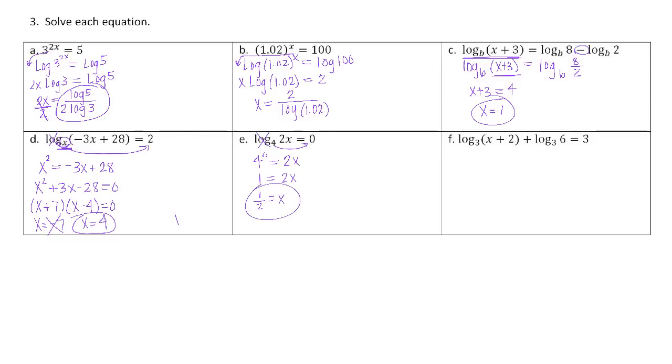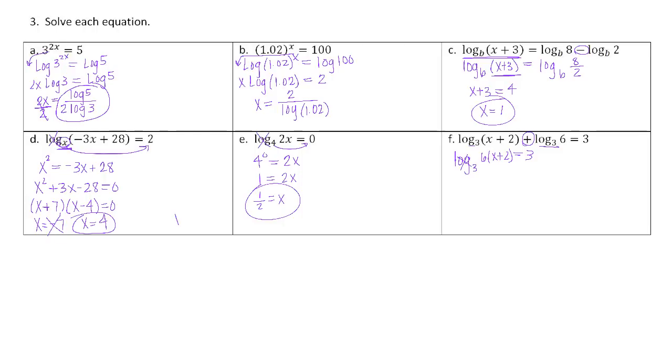All right, next problem. Again, we do need to condense this together since it's separated by addition. And notice it's log base 3 plus log base 3, and it's not like the very first problem. So we have log base 3 of 6 times x plus 2, and all that's equal to 3.